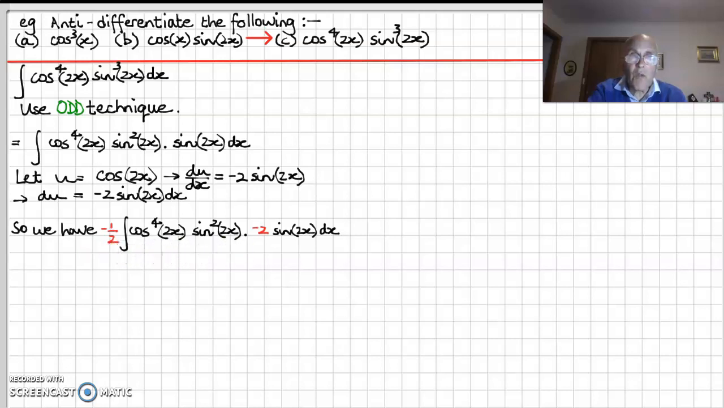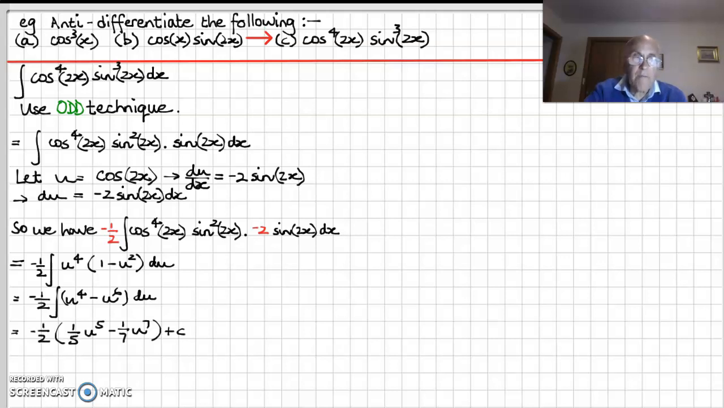Now we're good to go with our u switcheroony. Oh, look at that. Minus a half of u to the fourth times, this is 1 minus cos squared 2x, so that's 1 minus u squared, and all this over here is your du. Now we'll multiply out that bracket. Yes, very nice. Now you know what to do. Come on, it's very easy. It's just minus a half of 1/5 of u to the fifth minus 1/7 of u to the seventh plus c, like that. Now we just substitute in for what u was.